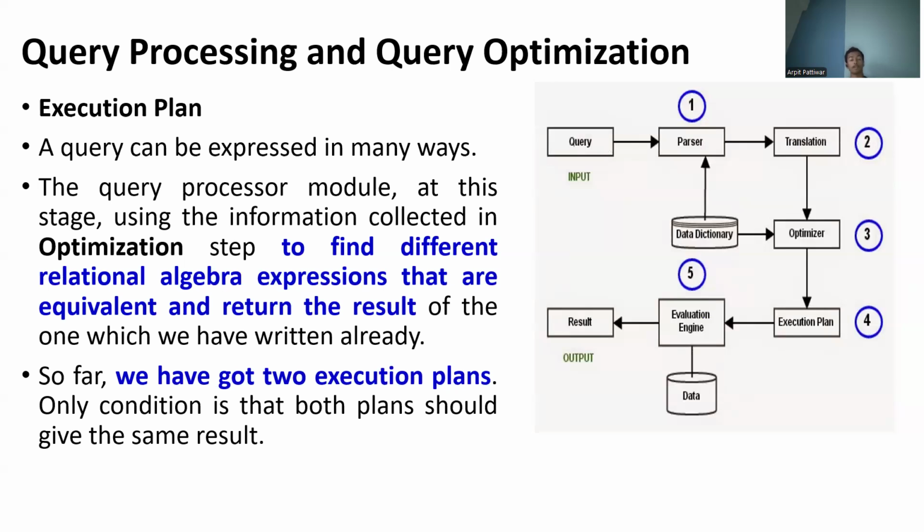Execution plan: a query can be expressed in many ways. The query processor module at this stage uses information collected in the optimization stage to find different relational algebra expressions that are equivalent, and returns the one which will have the least cost.